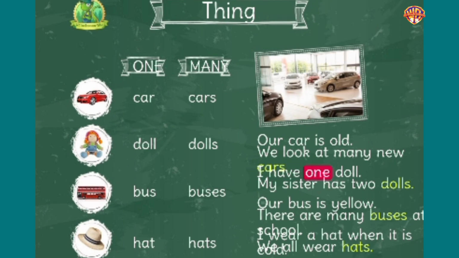I have one doll. My sister has two dolls. Our bus is yellow. There are many buses at school. I wear a hat when it is cold. We all wear hats.